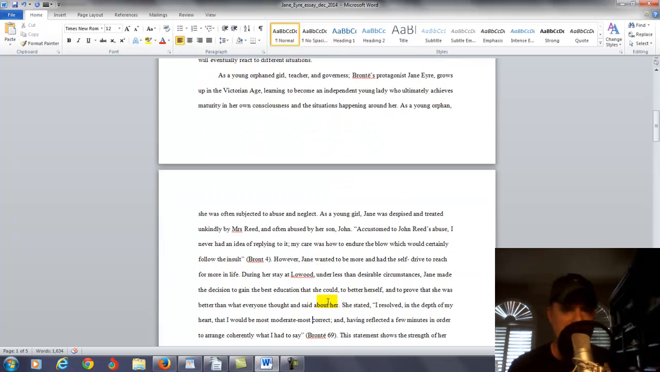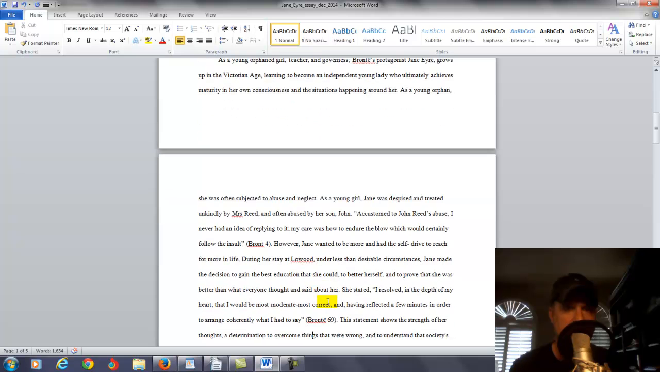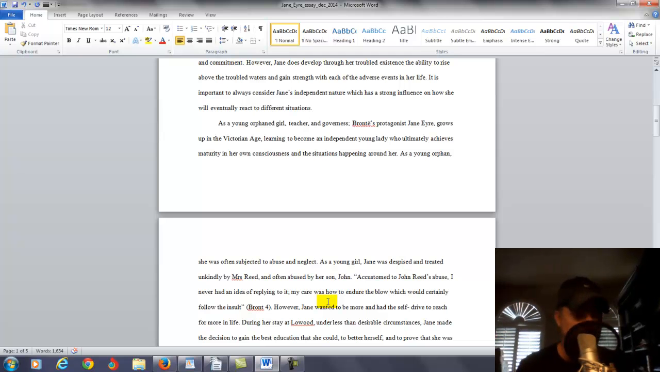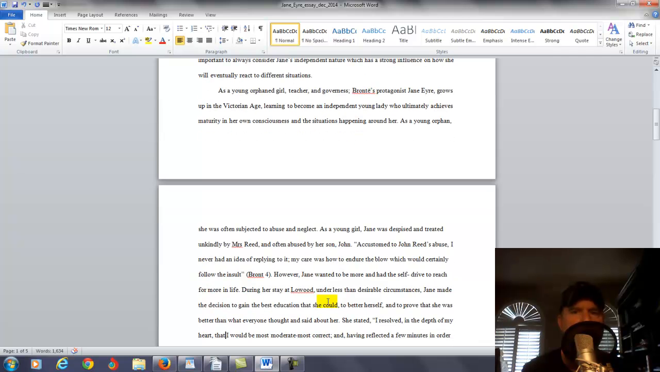All right, let's go to the next one again. So you have the next paragraph. As a young orphan girl, teacher, and governess, Bronte's protagonist, Jane Eyre, grows up in the Victorian age, learning to become an independent young lady, ultimately achieves maturity in her own consciousness and the situations happening around her. As a young orphan, she was often subjected to abuse and neglect. As a young girl, Jane was despised and treated unkindly by Mrs. Reed.